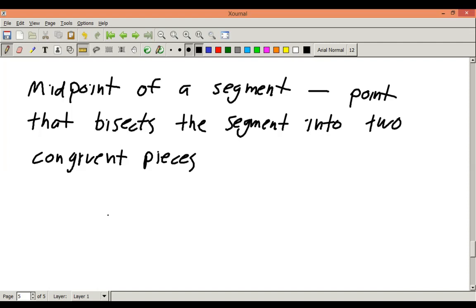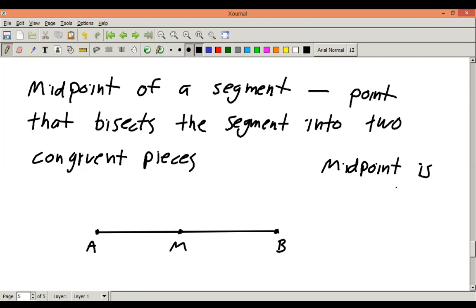So if I have a segment AB, and I get the point right in the middle, I'm just guessing where it is. I didn't measure that. Just call that M. Then we would say that M is the midpoint of segment AB. And we could show that also by these tick marks, remember, that show you that segment AM is congruent to segment MB, because M is the middle, divides the segment into two congruent pieces.